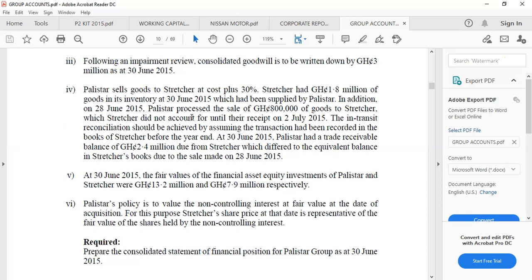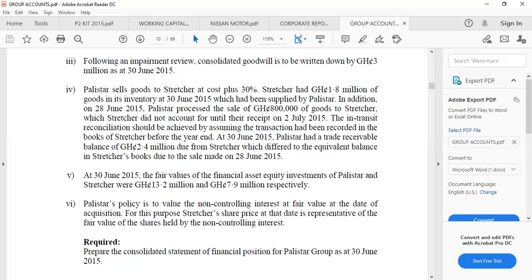So at the time that the parent is processing these goods, the parent is assuming that all the goods will be sold and they are realizing the profit on it, isn't it? But here is the case, all the goods were not sold. So it means that the profit on the goods will not be realized, and these goods will still be sold at the 30% plus cost. We should assume that Stretcher has received these goods, but none of these goods were sold, so the profit element on the goods will not be realized.